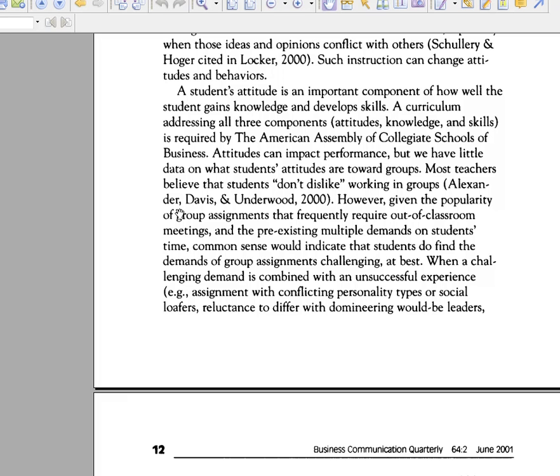"Given the popularity of group assignments that frequently require out-of-classroom meetings and the pre-existing multiple demands on students' time, common sense would indicate that students do find the demands of group assignments challenging at best." So, as we're zooming in, we're going to go from attitudes towards group work, and we're going to start with what we already know, namely that most teachers think it's okay, but since we know that many assignments are given, common sense would say that people still find group assignments challenging, and we introduce the idea of a problem of challenge, and we take that up in our next sentence.